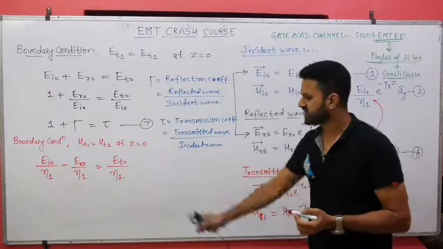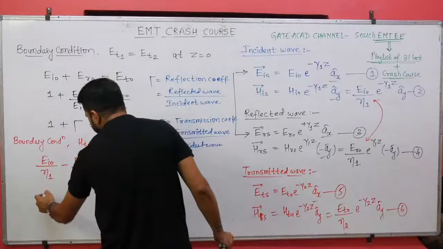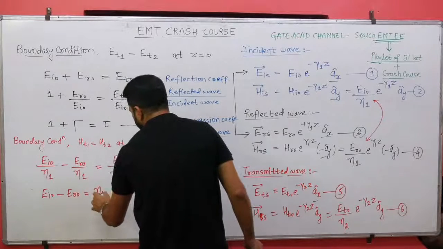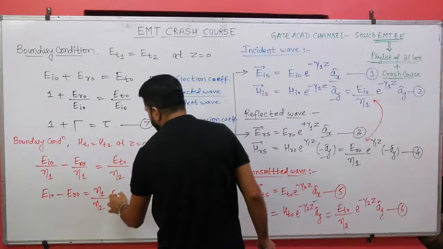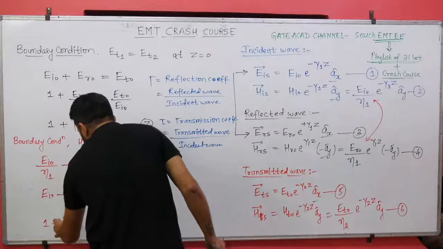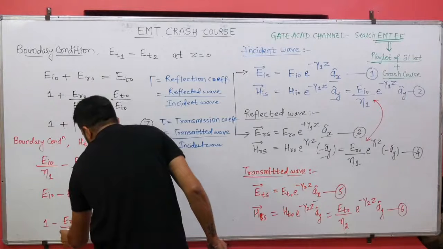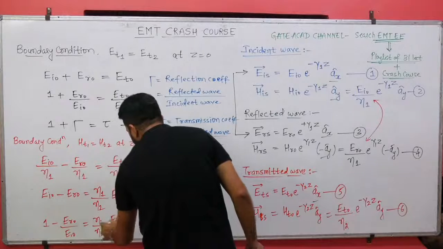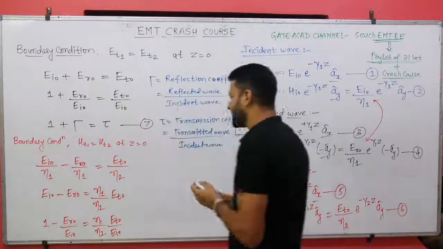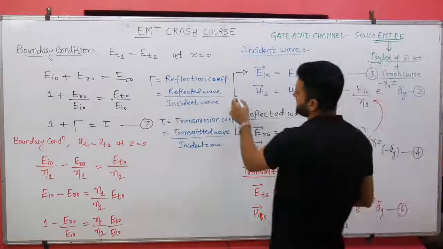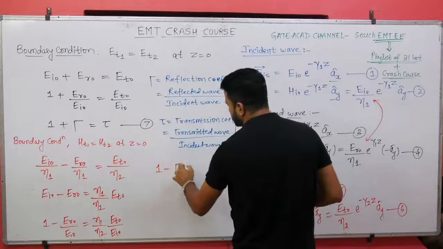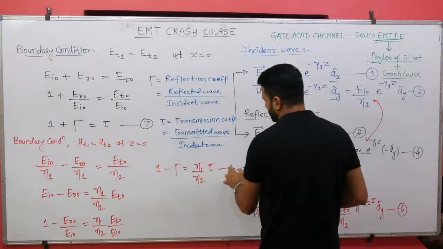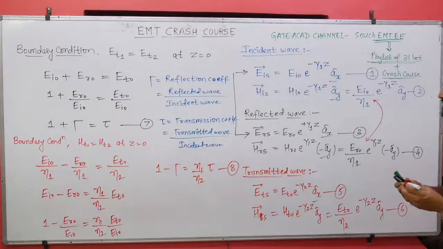Now if we take 1 upon eta 1 common, cross multiply it and divide by EI0, we get EI0 minus ER0 equal to eta 1 divided by eta 2 into ET0, and when we divide by EI0 it is 1 minus ER0 divided by EI0 equal to eta 1 divided by eta 2 times ET0 divided by EI0. Again ER0 divided by EI0 is defined as the reflection coefficient, so it is 1 minus gamma equal to eta 1 divided by eta 2 into tau. So this is equation number 8. Now we have the two equations 7 and 8.